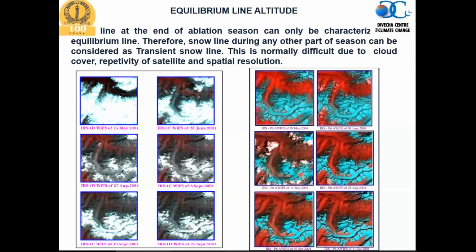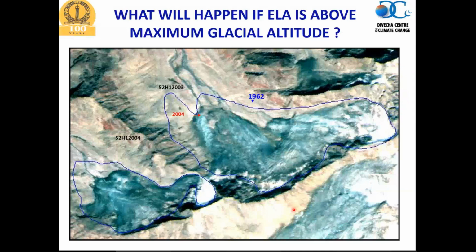However, you can see into this data, this is WiFS data, and this is also WiFS data. It has around 56 meter resolution, around 60 meter resolution, and you can see 28th August. So you may not get satellite images all the time which can provide you a good estimate.